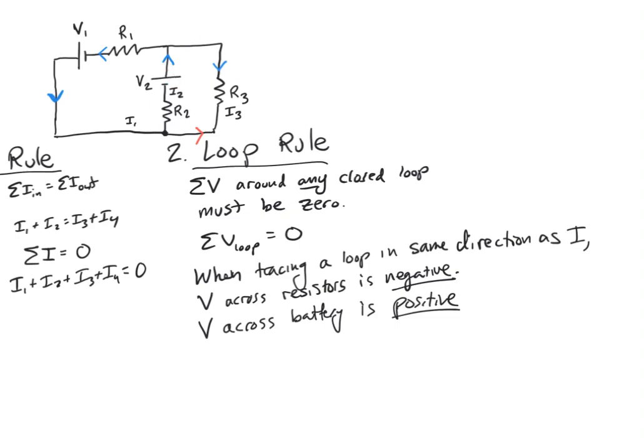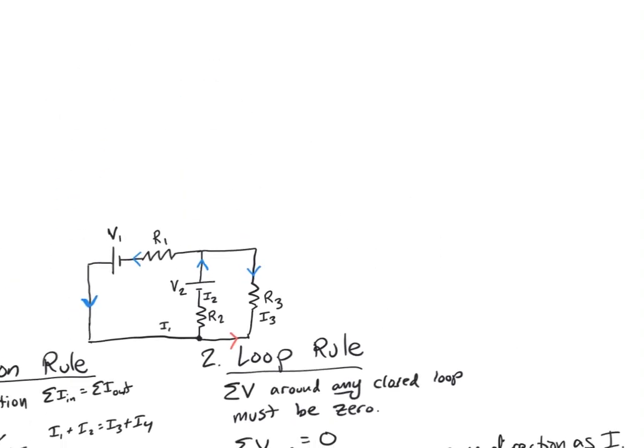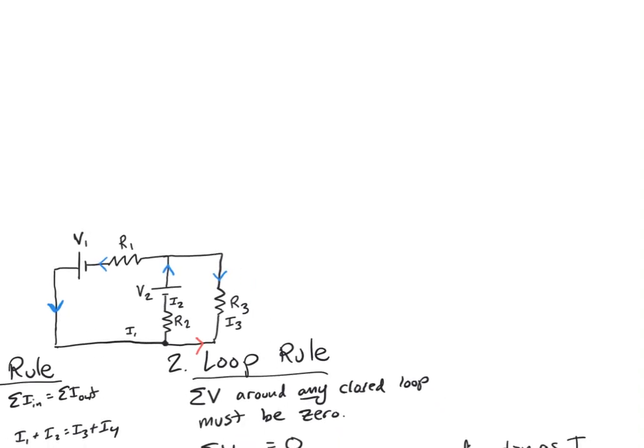Because in the end, I can trace a loop either way I go, and whether it's my resistors that are decreasing potential or my battery simply depends on the direction that I chose to trace out my loop. It doesn't actually matter which way you go. So let's actually work this out for our little circuit here. I'm just going to scroll up so we have some room.